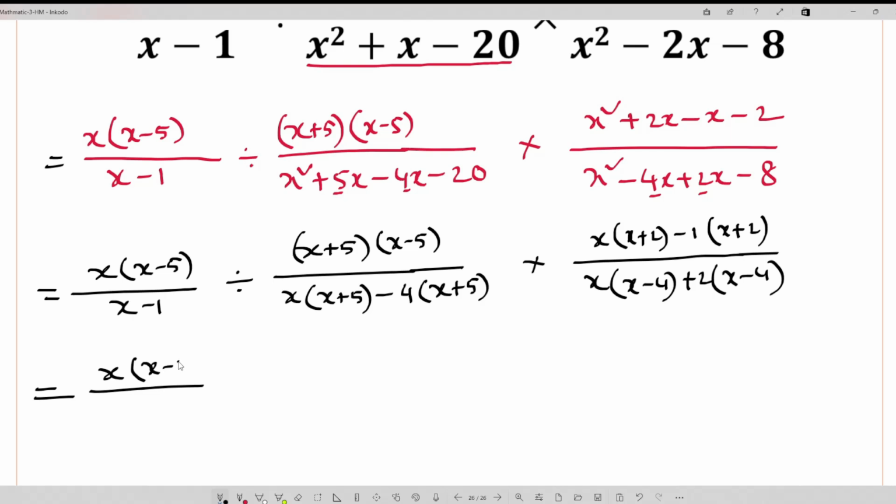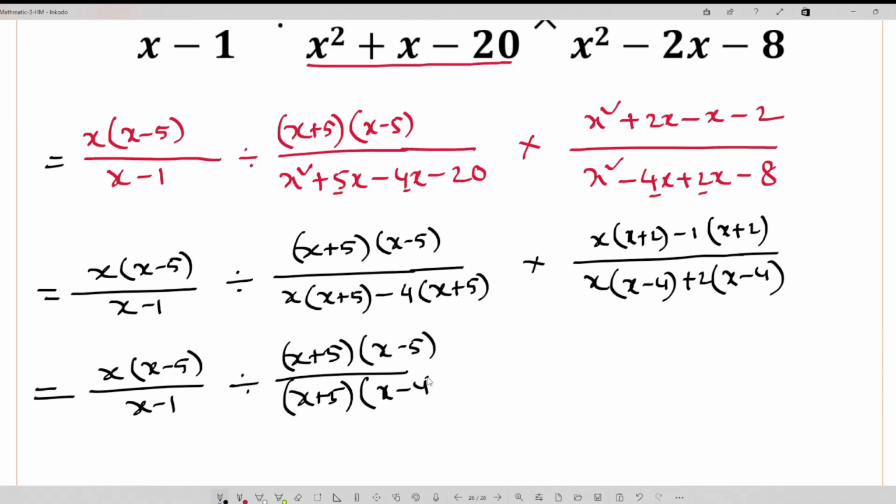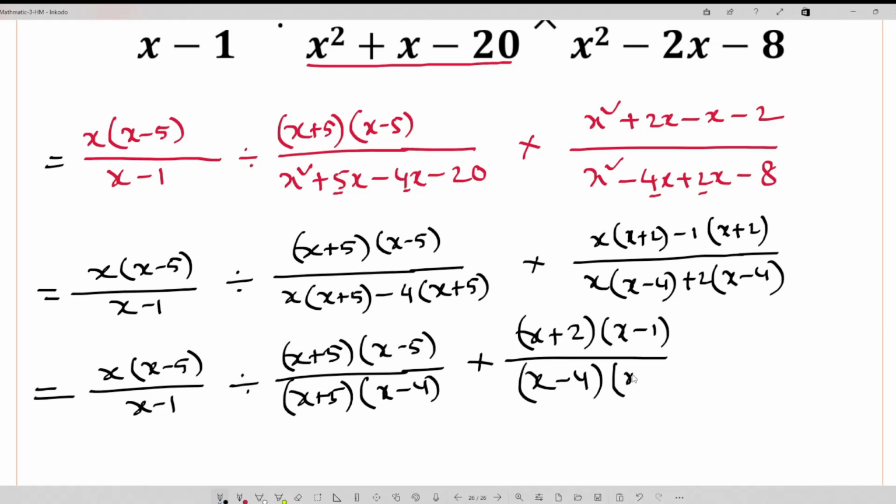x times (x − 5)/(x − 1) divided by (x + 5)(x − 5), and here we can take common x + 5. So here is (x − 4) times (x + 2), and here is (x − 1)(x − 4)(x + 2).